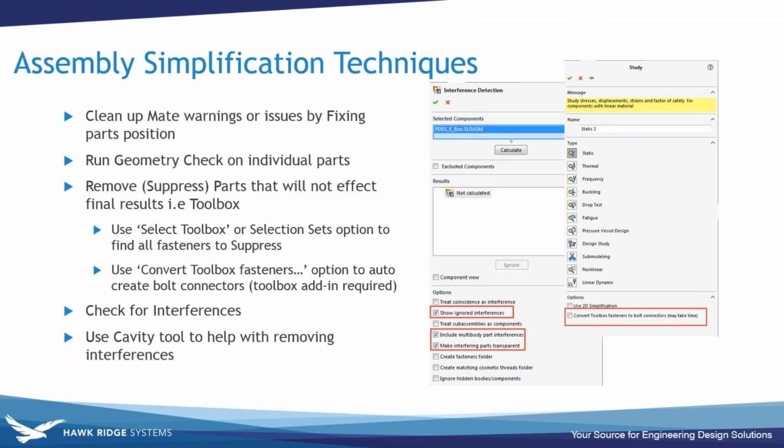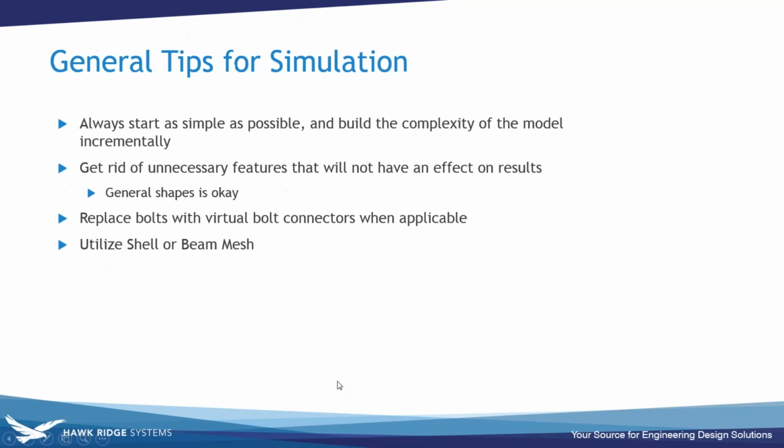So always start with just the general shapes. Get rid of any details that are just not necessary, asking yourself ultimately what you are trying to test and learn from the analysis, and then get rid of those components that may not have an effect on that, right? And the other thing that we can do as well is, any fasteners, any toolbox components, you can replace them with virtual bolts, right?